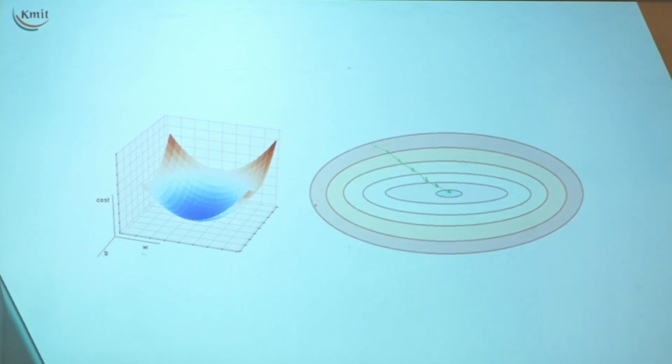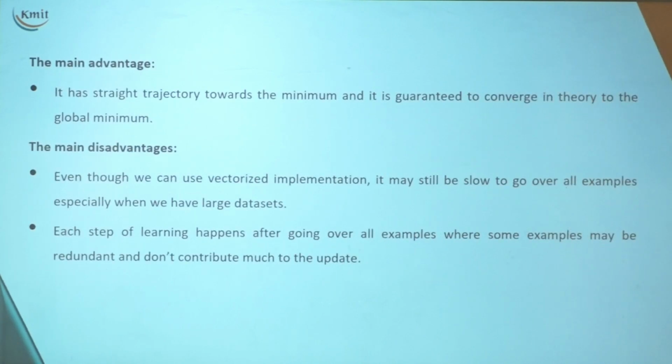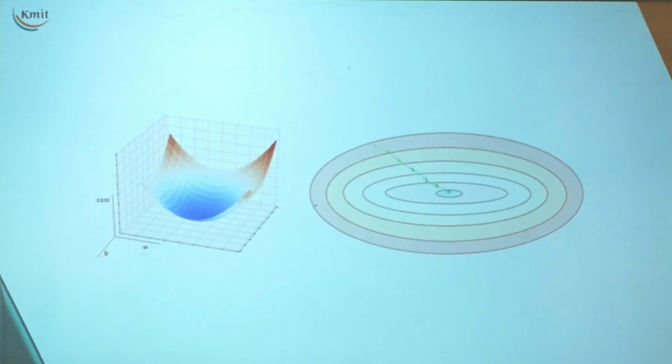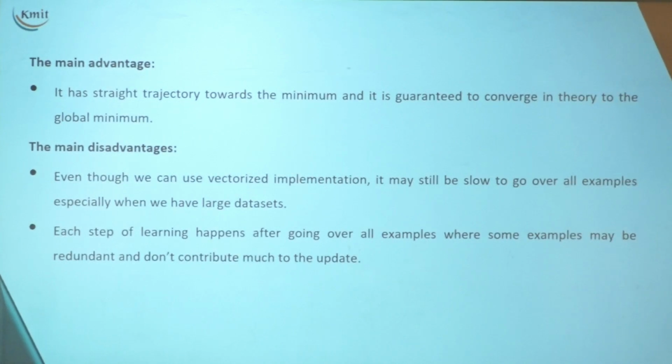It takes more time. Convergence time is more because I have to train all the samples in the data set. Okay, so what is the advantage of this? It has a straight trajectory towards the minima. What do you mean by straight trajectory? I am trying to reach from the initial point to the global minima straight. Okay, so that is the advantage, and it is guaranteed to converge in theory to the global minimum. At any cost, I'll try to reach the global minima because I'm traveling straight.